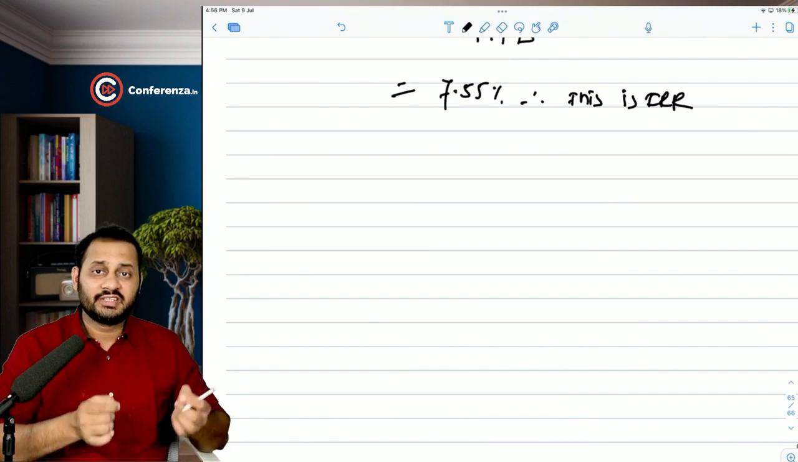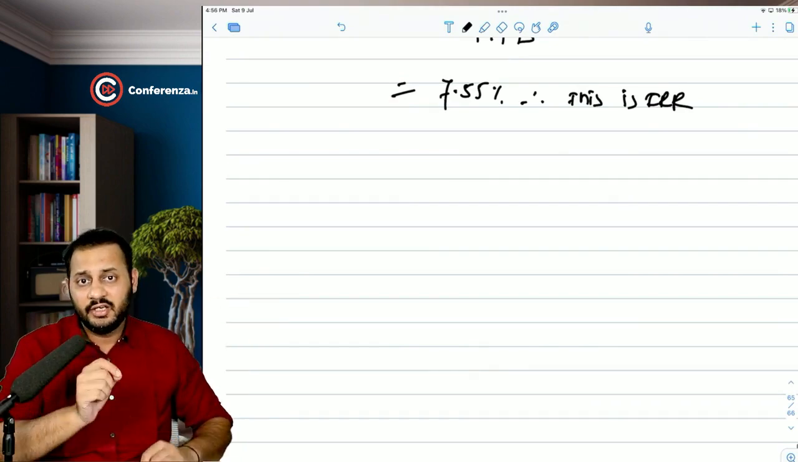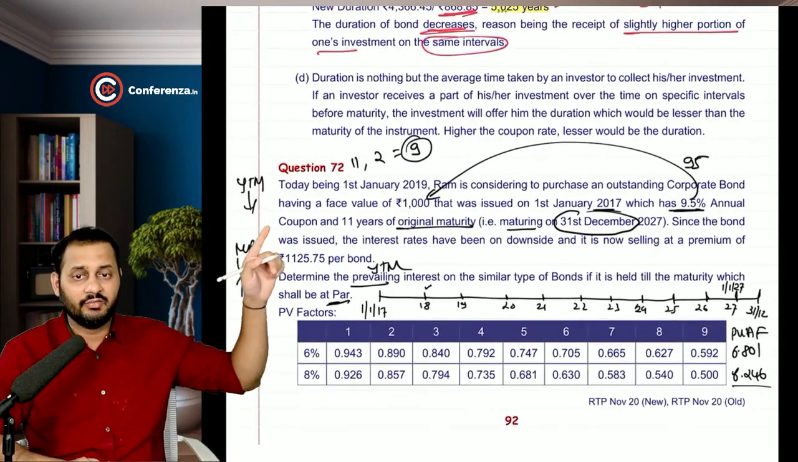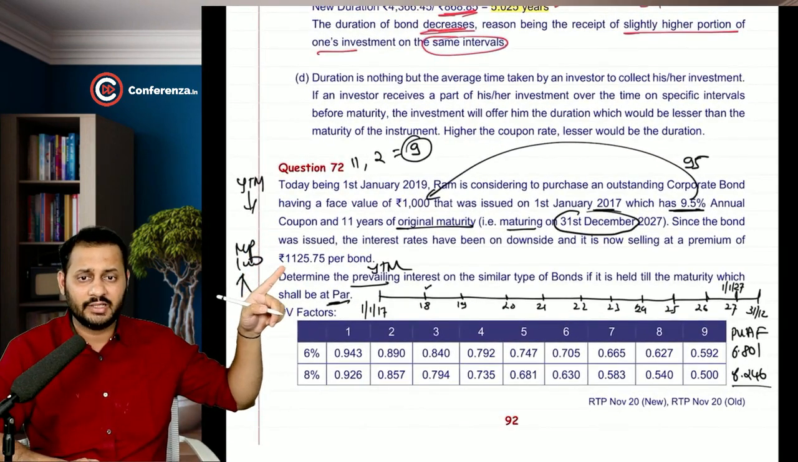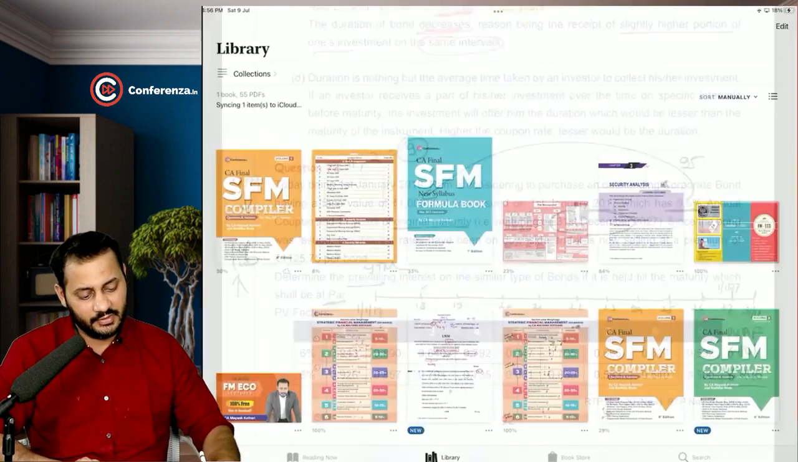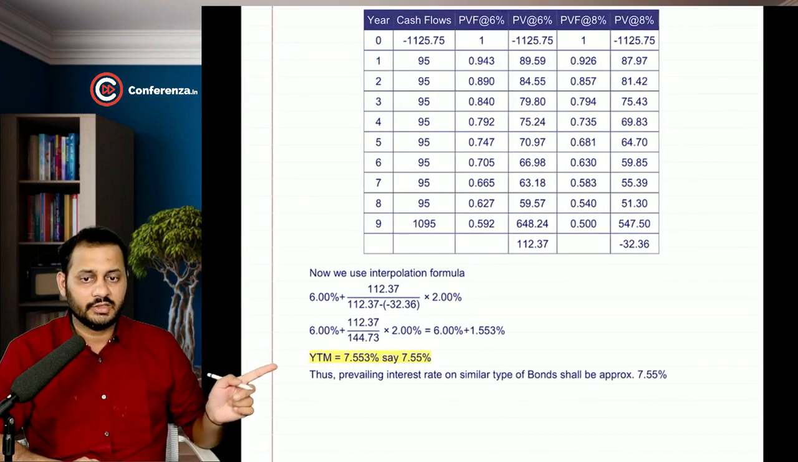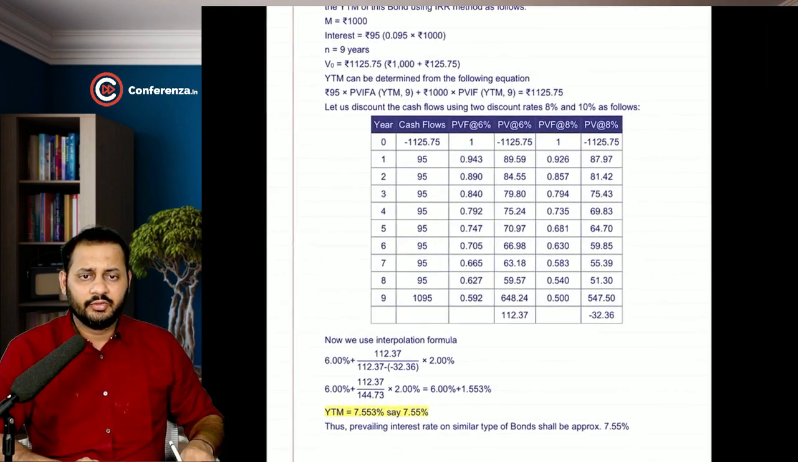This is the percentage of return you will earn over a period of 9 years if you invest in the bonds at 1125.75. If you buy the bond today, your rate of return will be 7.55%. Have a look on the answers. 7.55%.